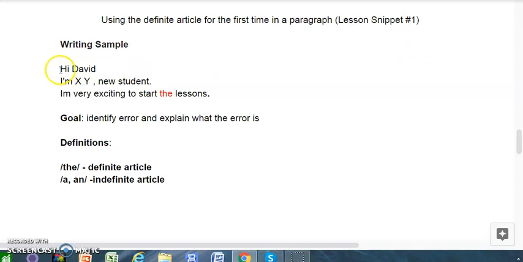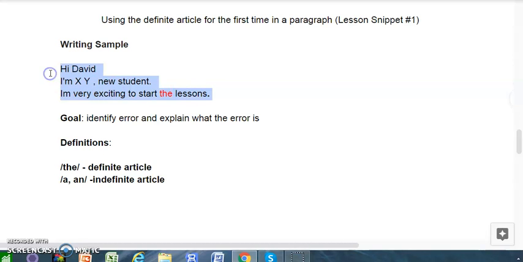So what I've done here, I've taken a writing sample from a student that I had before, and they've made several mistakes in the writing sample. I've only identified the one at the end here. So the sample goes, "Hi David, I am XY, new student. I'm very exciting to start the lessons."